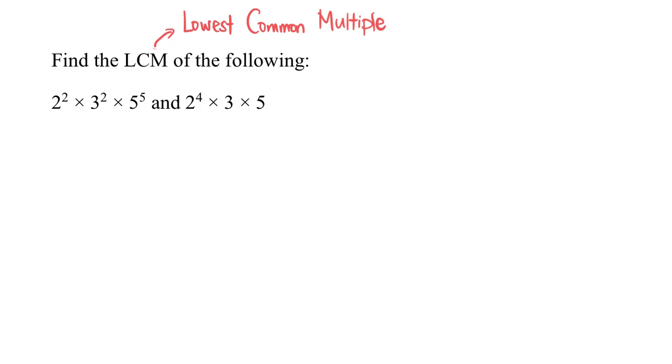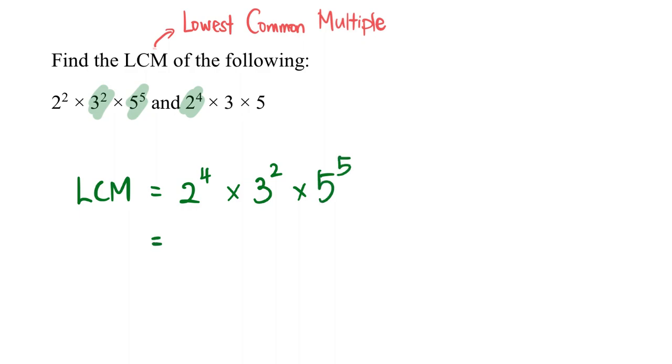I do select the highest power. So 2 power 2 compare with 2 power 4, I would choose 2 power 4, 3 and 3 power 2, 5 power 5 and 5, and therefore the LCM in this case will be 2 power 4 times 3 power 2 times 5 power 5. And that will give me a value of 450,000.